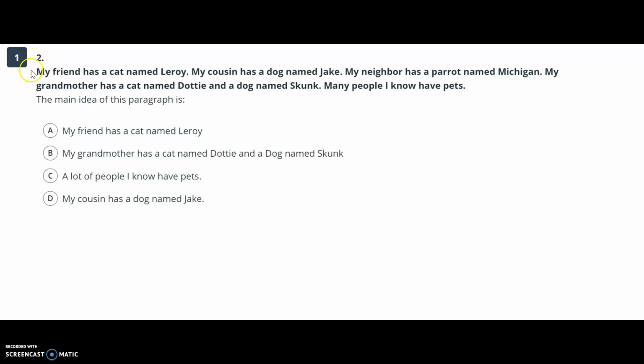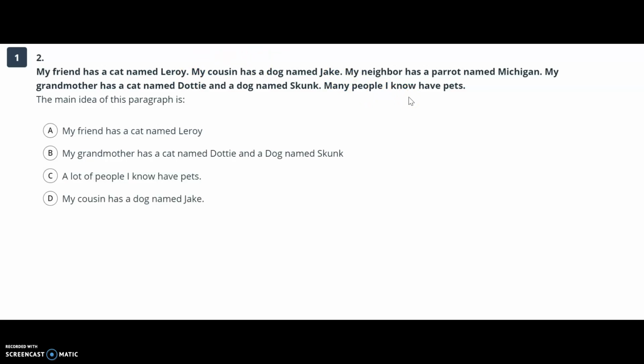So I'm going to look at the beginning of the passage and the end of the passage to see what tells me what the whole story is about. Now, it gave me a lot of details about certain animals, but just one sentence like, my cousin has a dog named Jake, doesn't really tell me about the cat Dodie, right? That's why we look at the beginning and the end. Let's look at some of the options.